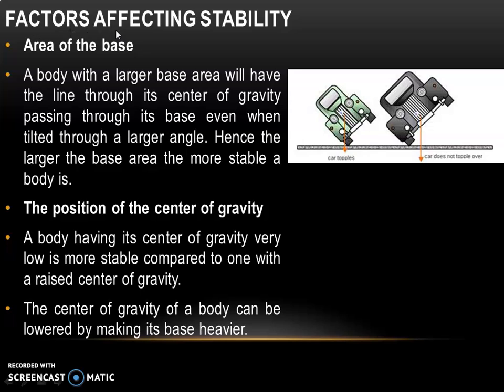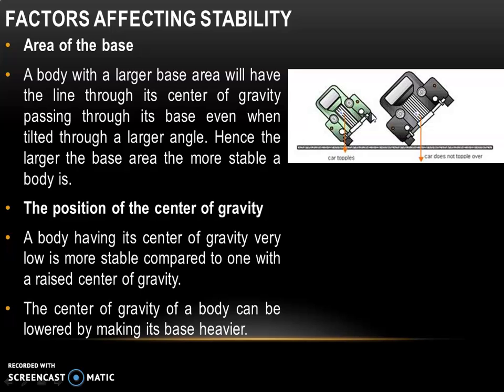Now we will find out which are the factors affecting stability. First one is the area of the base. A body with a larger base area will have the line through its center of gravity passing through its base even when tilted through a larger angle. Hence, the larger the base area, the more stable a body is.